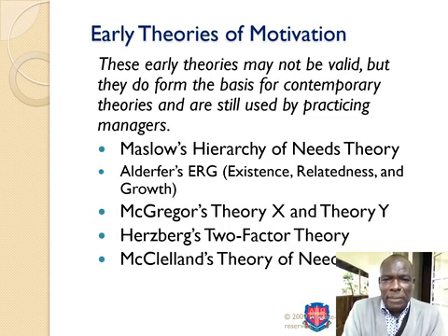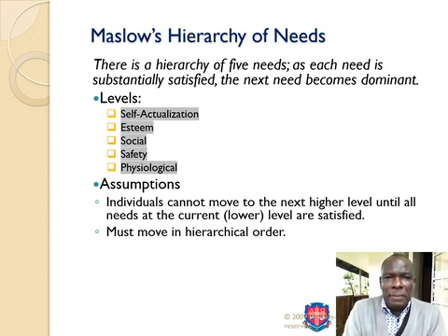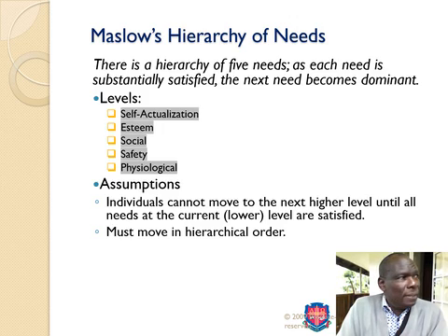Maslow is one of the oldest grandfathers in the motivation theory. I think he wrote his first book in 1940, The Hierarchy of Needs Theory. I will look at each of these in turn. Maslow's hierarchy of needs theory. According to Maslow, there are 5 hierarchy of needs, and each of these is satisfied before the next becomes dominant.